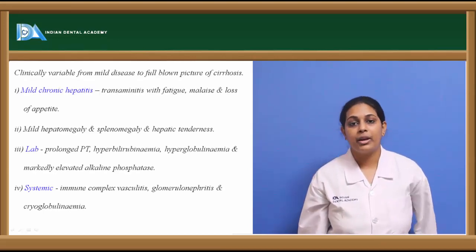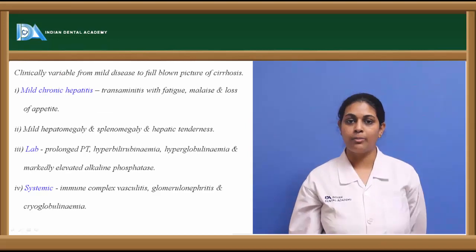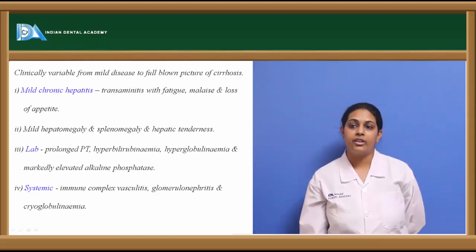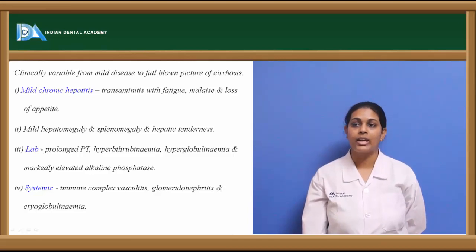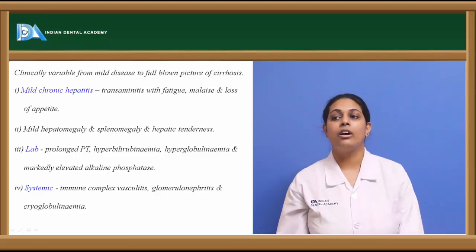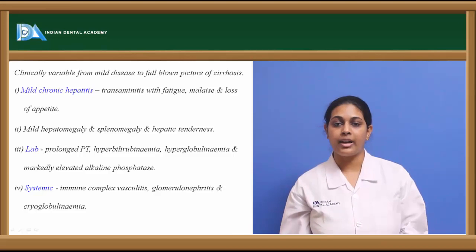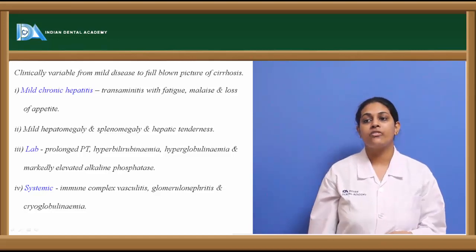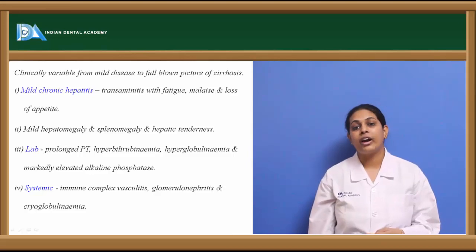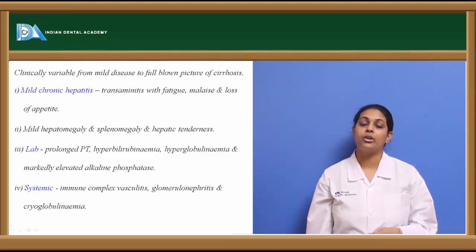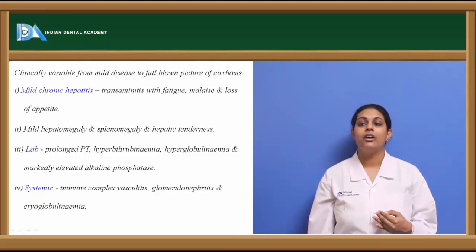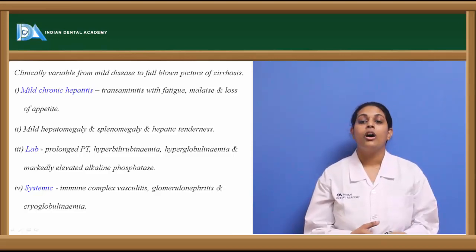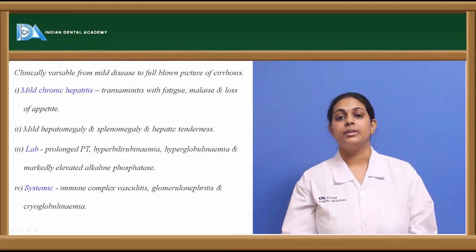Clinically, it might vary from mild disease to the fully blown picture of cirrhosis. In mild chronic hepatitis, we see that it appears as a transaminitis with fatigue, malaise and loss of appetite, and we can also find features such as mild hepatomegaly. Splenomegaly can also be seen. Other than that, hepatic tenderness can also be seen.